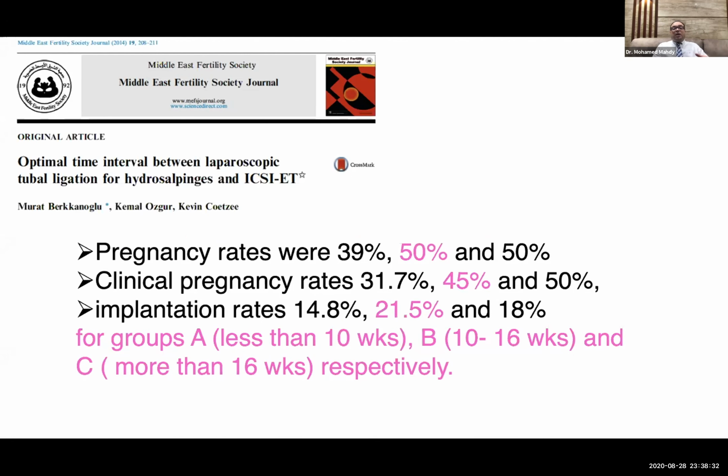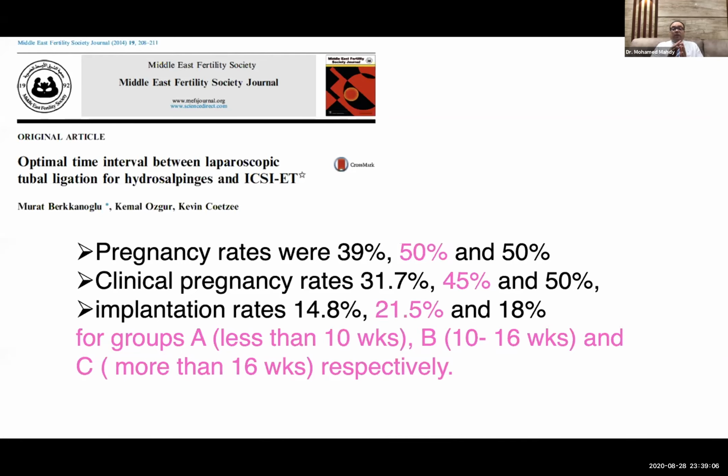So if you do salpingectomy or proximal tubal occlusion, when to start your cycle of ICSI? This study compared 3 groups. The first group started in less than 10 weeks, the second group within 10 to 16 weeks, and the third group in more than 16 weeks. The highest clinical pregnancy rate and implantation rate was in the second group, which is between 10 to 16 weeks after the surgery.